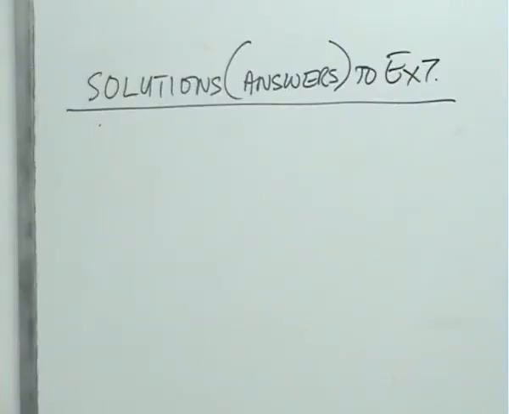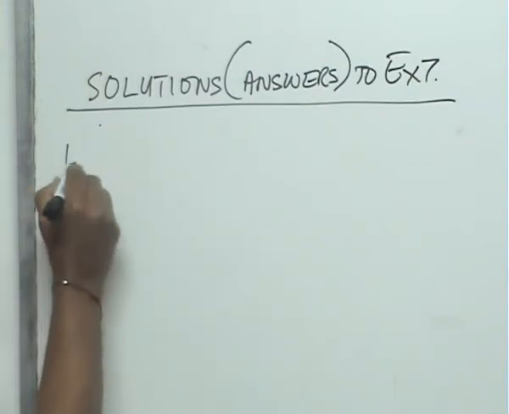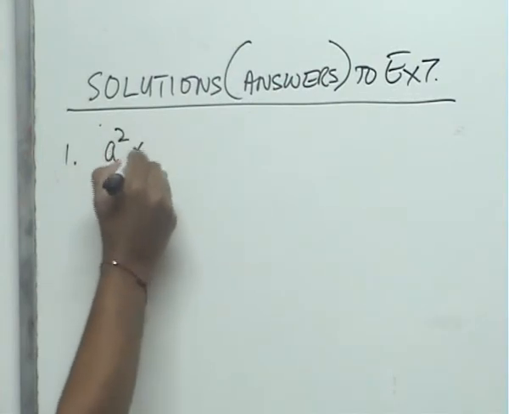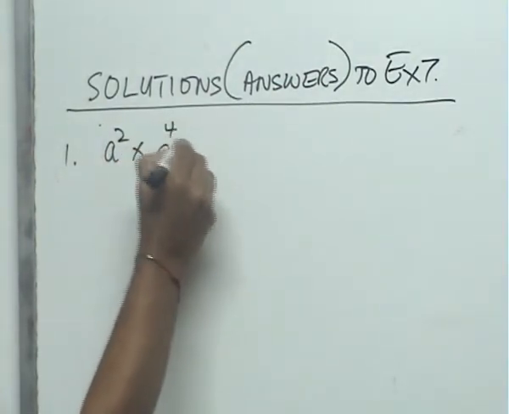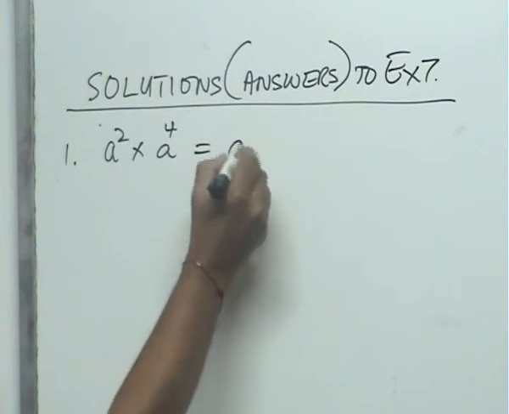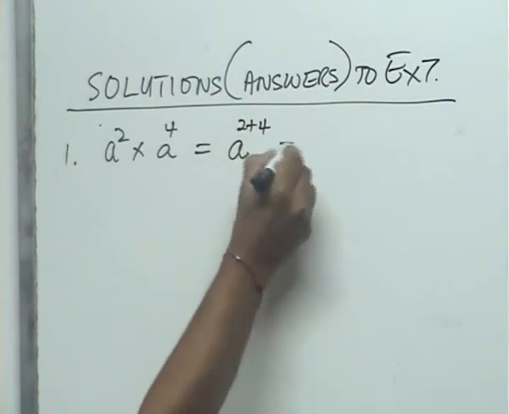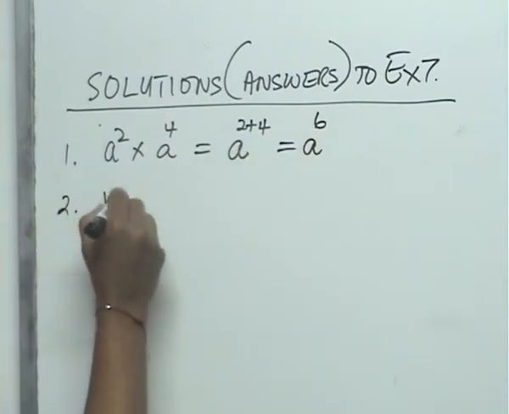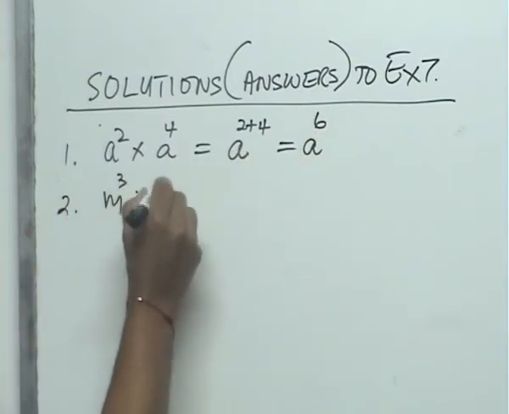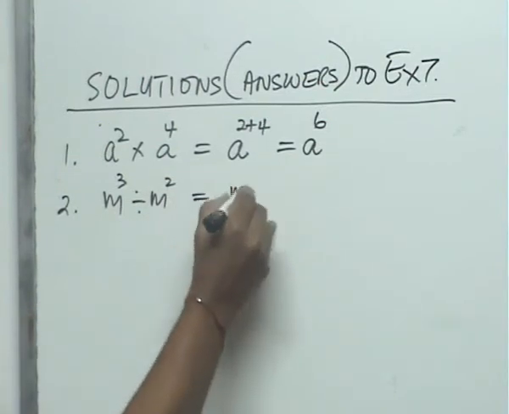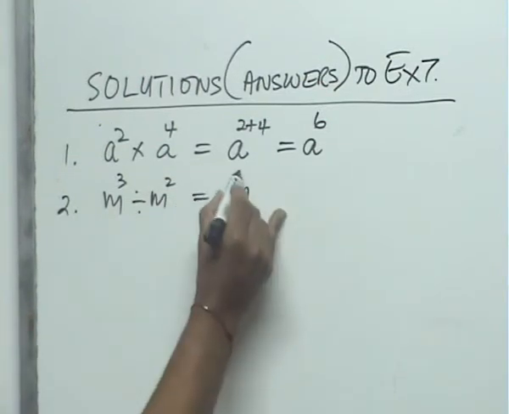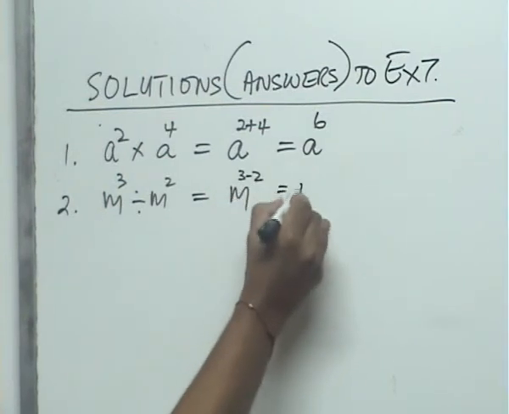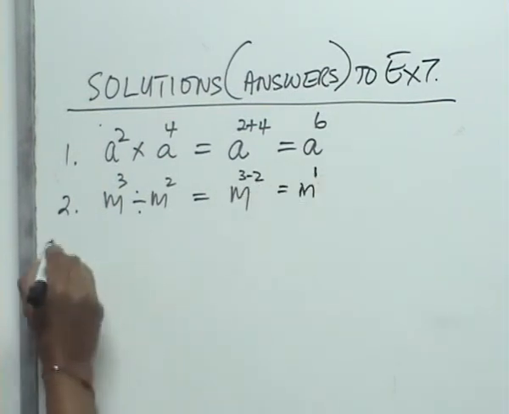Good, so here we are, solutions. Another word for solutions is answers, answers to exercise 7. Number 1, you had a squared times a to the 4. So right on the base, add the indices and you get a to the 6. Number 2, m cubed divided by m squared. Write down the base. This is division, so you have to subtract the indices. So m to the 1.